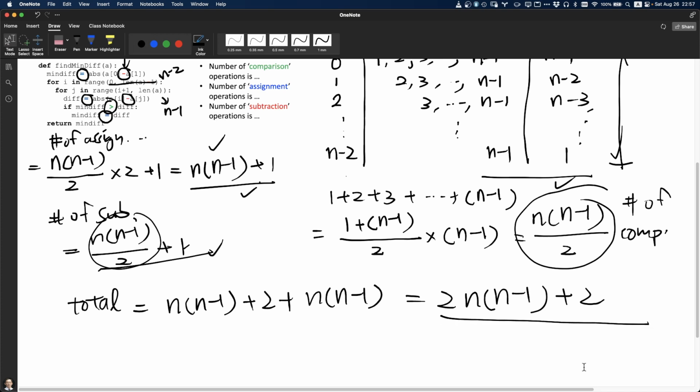Okay, so I think for part one of the exercise, we'll stop here. But later you will see that after we learn how to represent complexity by using big O notation, we can further simplify this by using the big O notation.